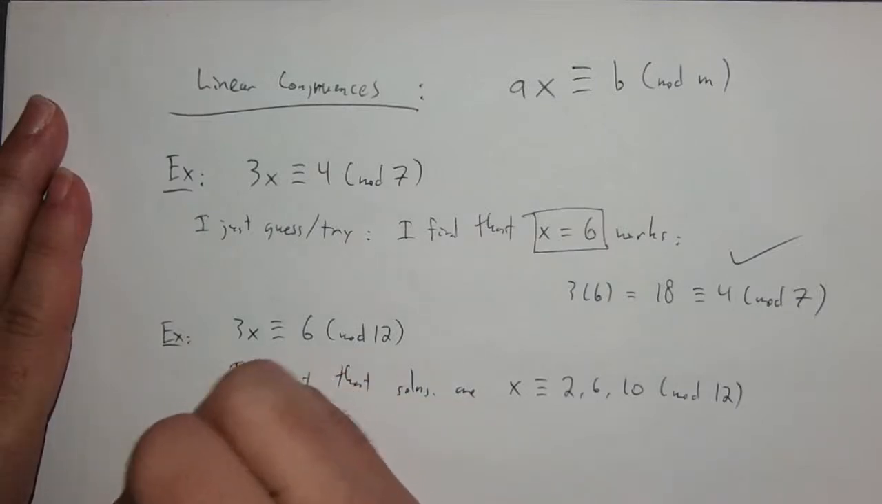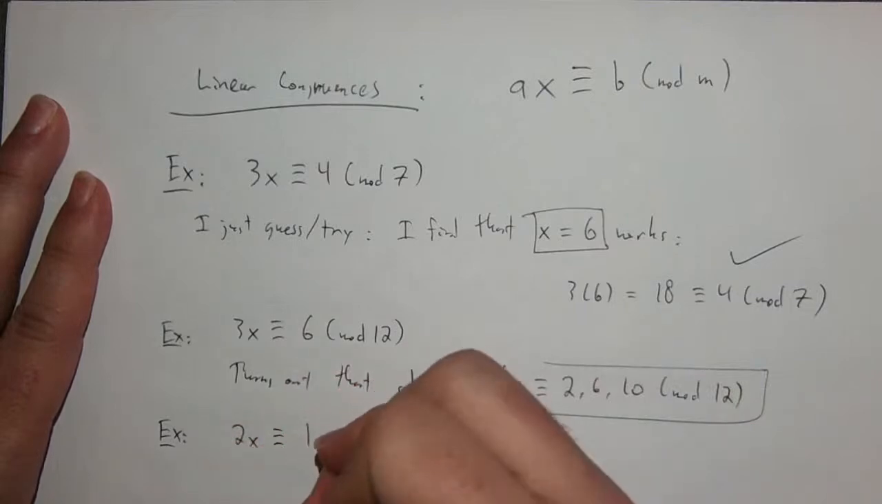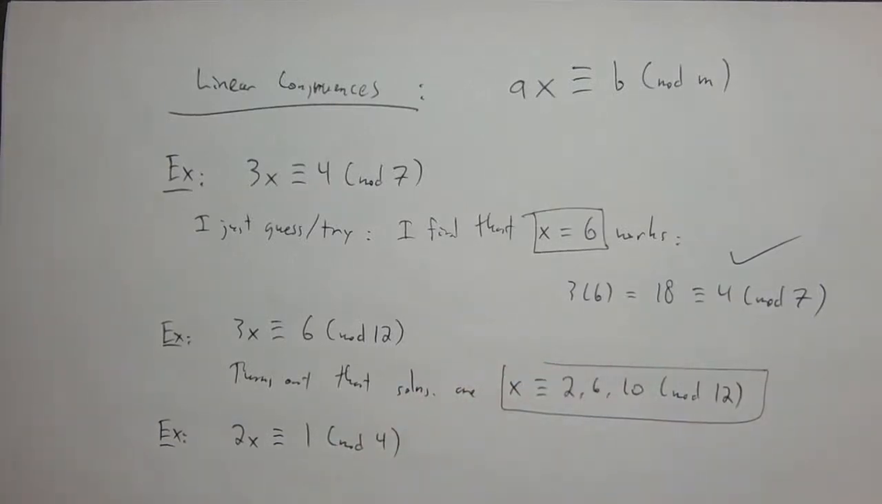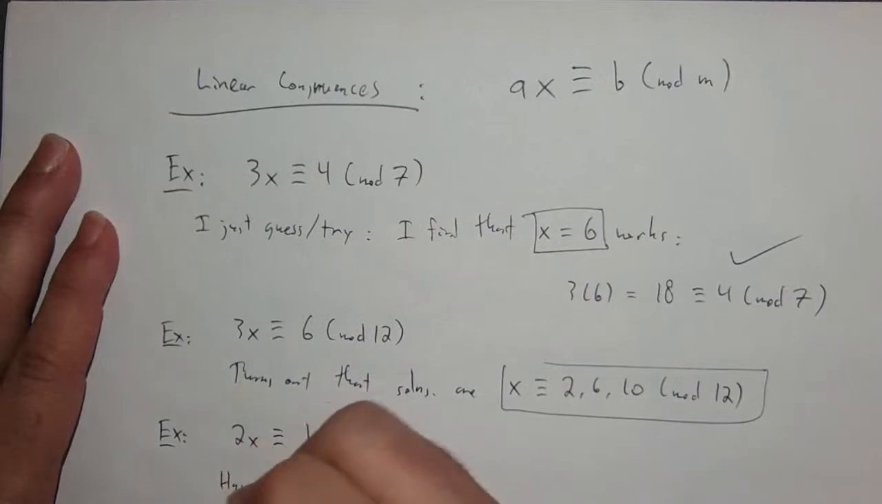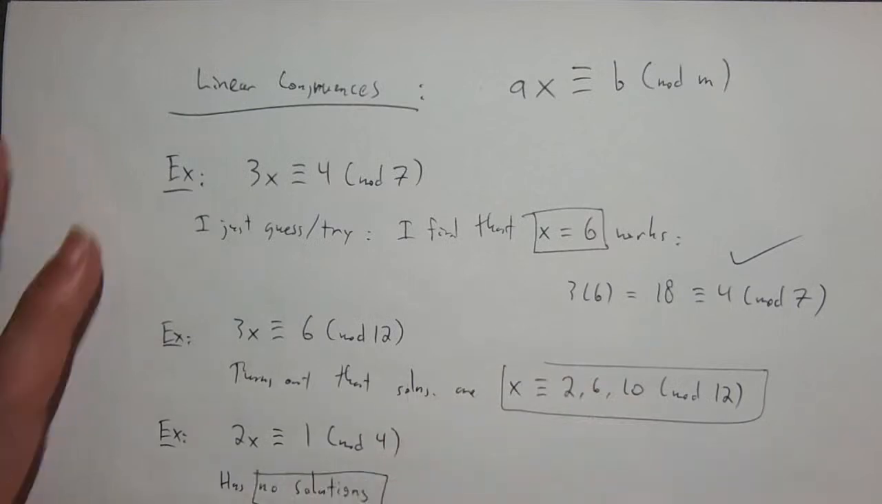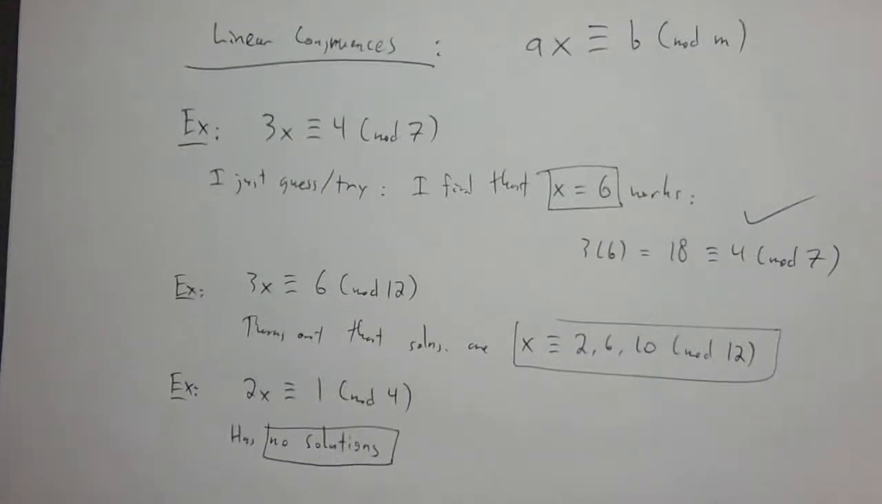One more example is 2x is congruent to 1 mod 4, we'll say. Well, this has no solutions. Why? Think about what this expression says. Whatever x I pick, I'm multiplying it by 2, right? Well, that's always even. So mod 4, an even number only has 2 options. It's either congruent to 0 mod 4 or congruent to 2 mod 4, right?